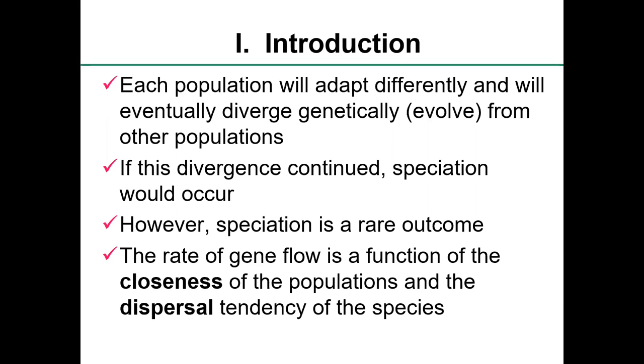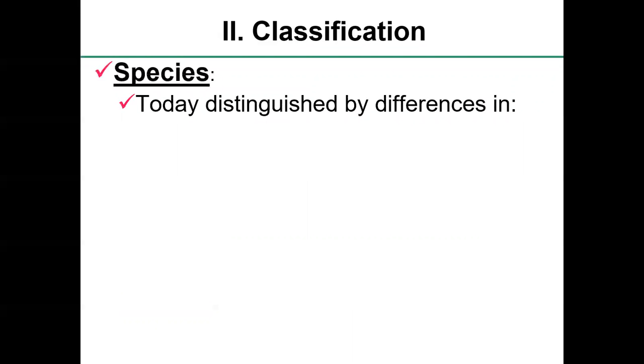Speciation, however, is a really rare outcome because adjacent populations oftentimes exchange individuals, allowing for things like gene flow to occur. So therefore, the rate of gene flow is a function of 2 things: the closeness of the populations and the dispersal tendency of the species. And we're going to talk about each of these in detail. But first, let's talk about species.